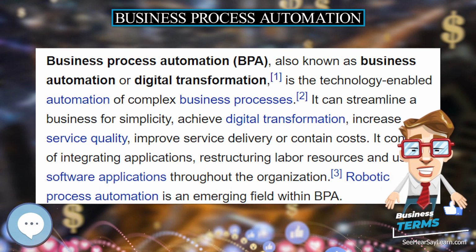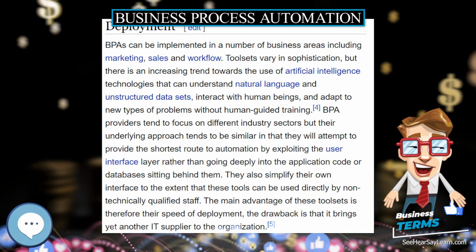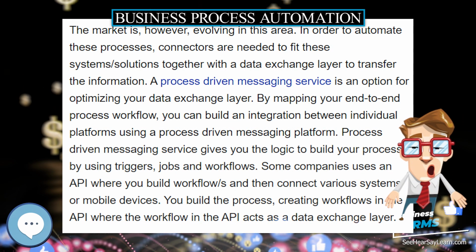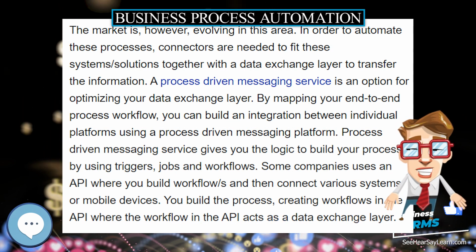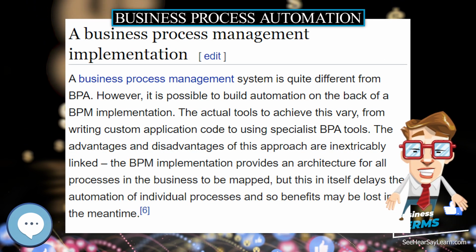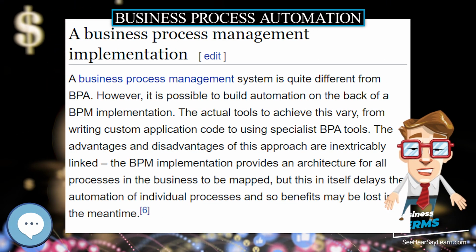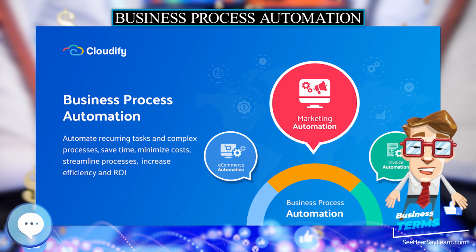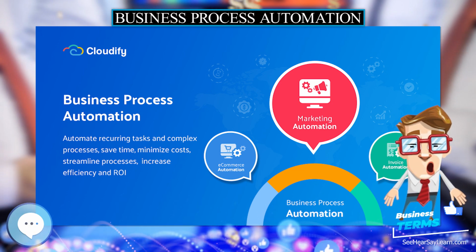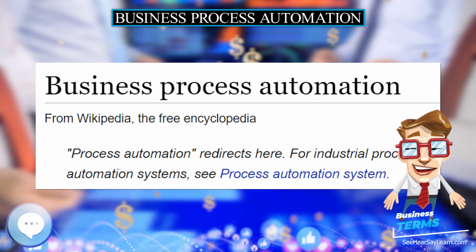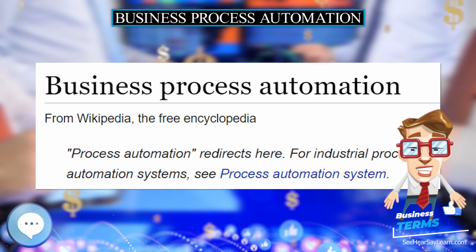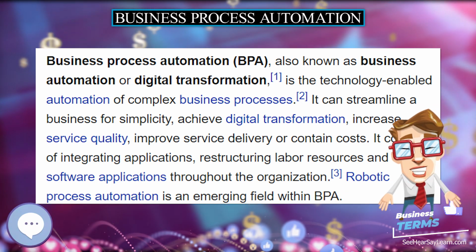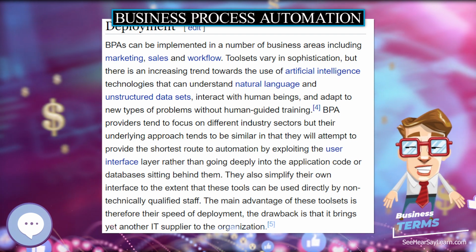Artificial intelligence software robots are deployed to handle unstructured data sets, like images, texts, audios, and are deployed after performing and deploying robotic process automation. They can, for instance, populate an automatic transcript from a video. The combination of automation and intelligence, AI, brings autonomy for the robots, along with the capability in mastering cognitive tasks. At this stage, the robot is able to learn and improve the processes by analyzing and adapting them. Robotic process automation is the leading gateway for the adoption of artificial intelligence in business environments.